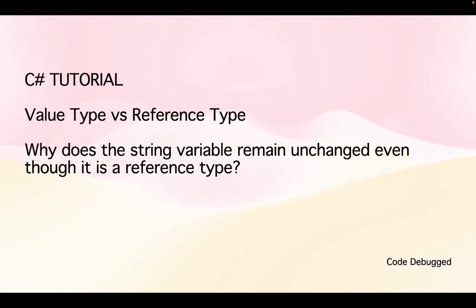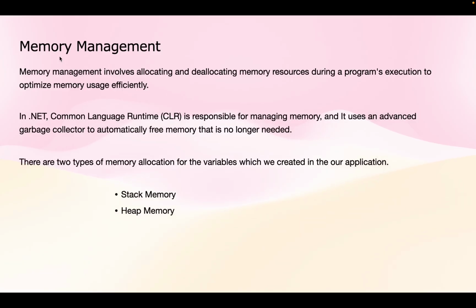Hi all, let's see value type and reference type in C#, and let's see the reason why the string variable remains unchanged even though it's a reference type. Before seeing value type and reference type, let's recall memory management in C#.